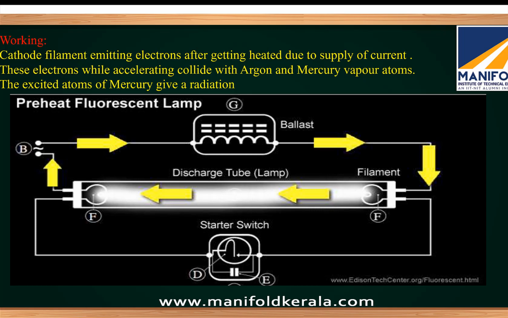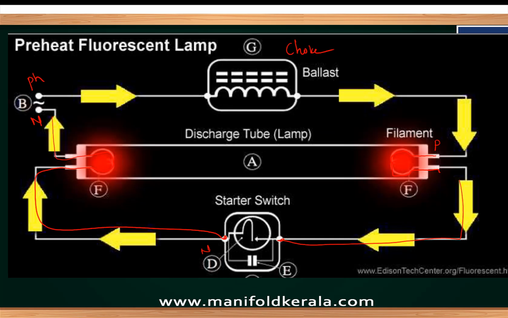Cathode filament emitting electrons after getting heated due to supply of current. These electrons, while accelerating, collide with argon and mercury vapor atoms. The excited atoms of mercury give a radiation. So once a high voltage is applied across these two filaments, the mercury evaporates and it gives a radiation. Understand?